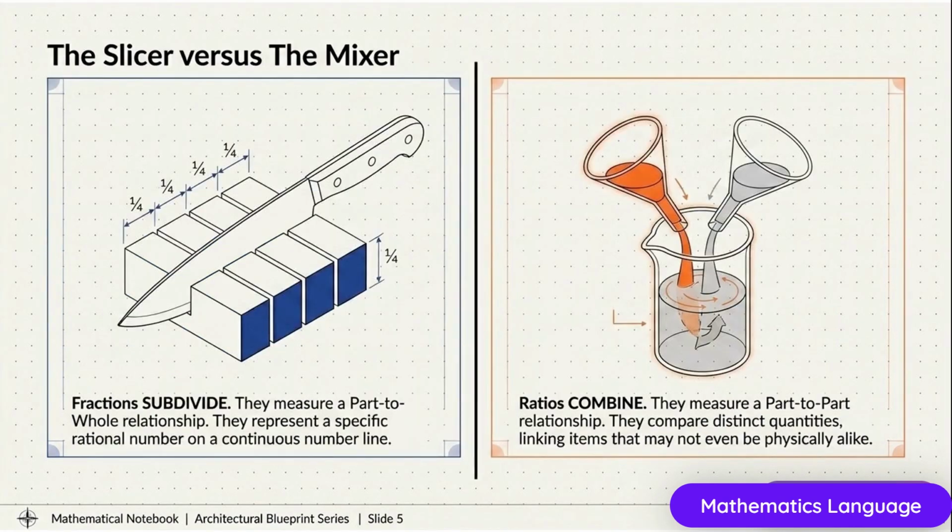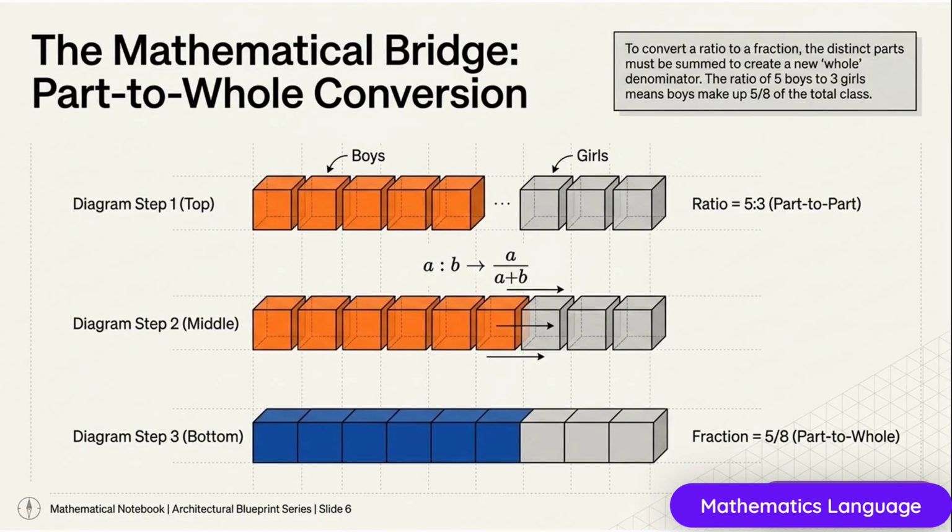This duality arises from using the same notation for both. Fractions subdivide, measuring part-to-whole relationships on a continuous number line. In contrast, ratios combine, comparing distinct quantities that may not even be physically alike. To convert a ratio to a fraction, distinct parts must be summed to create a new whole. For example, a 5:3 ratio of boys to girls becomes a fraction of 5/8 when considering the total class.